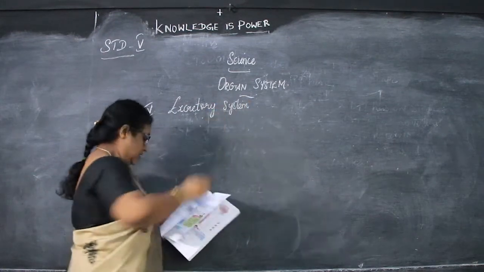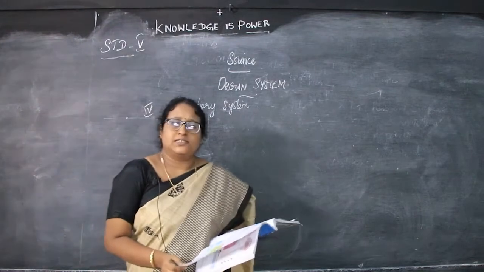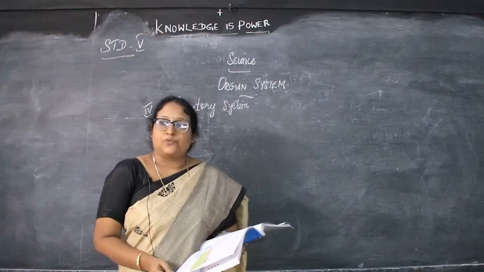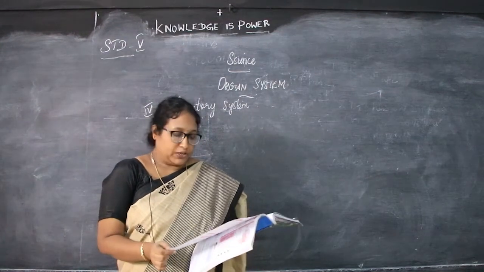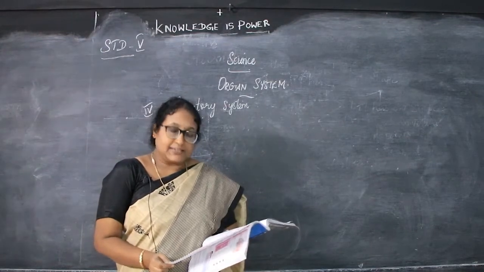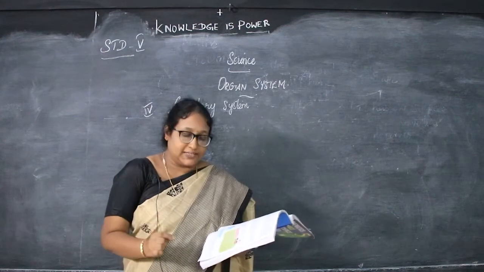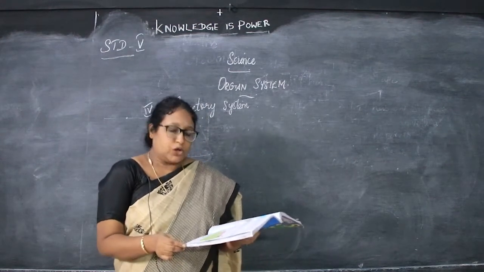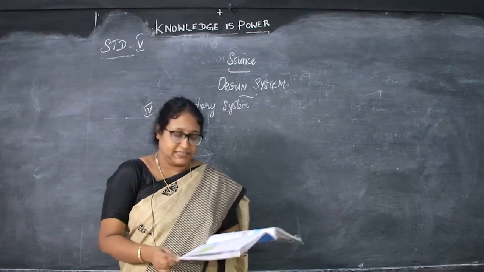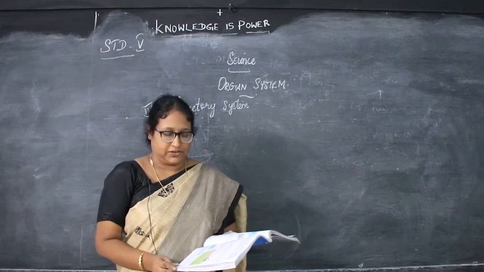Now, the excretory system, what is its function? It removes the waste products from the body. It also regulates the water and electrolyte balance. The kidney, lungs, liver and skin together also function as excretory organs.